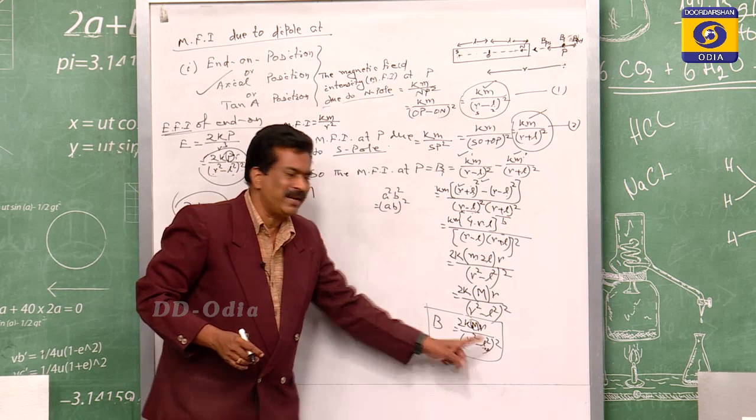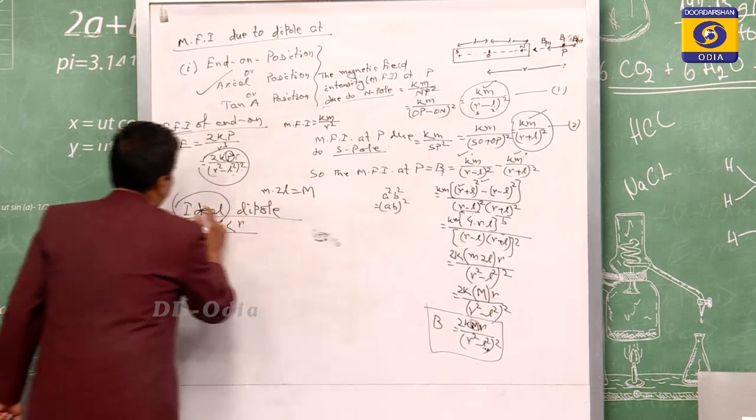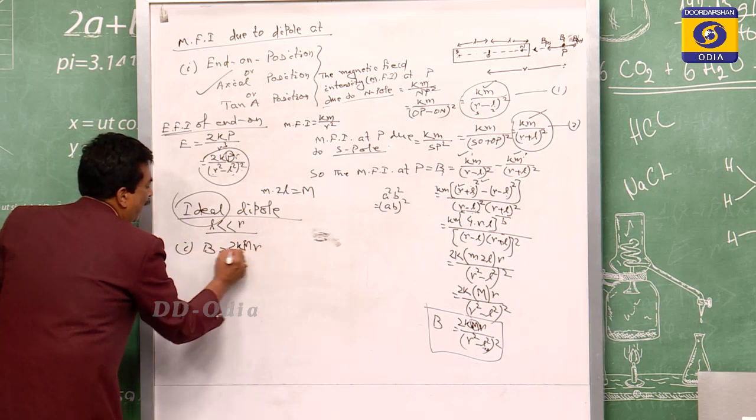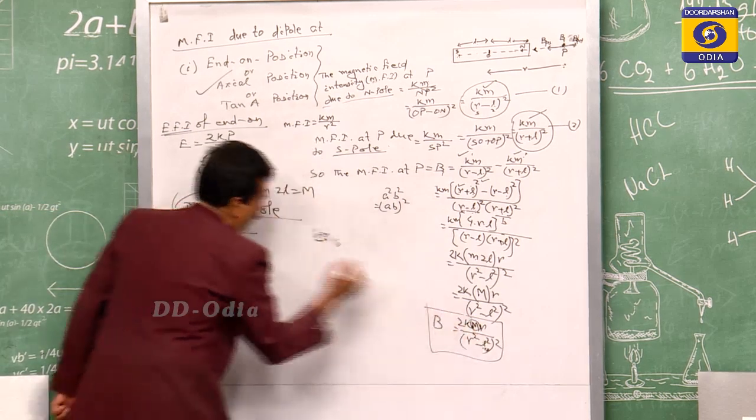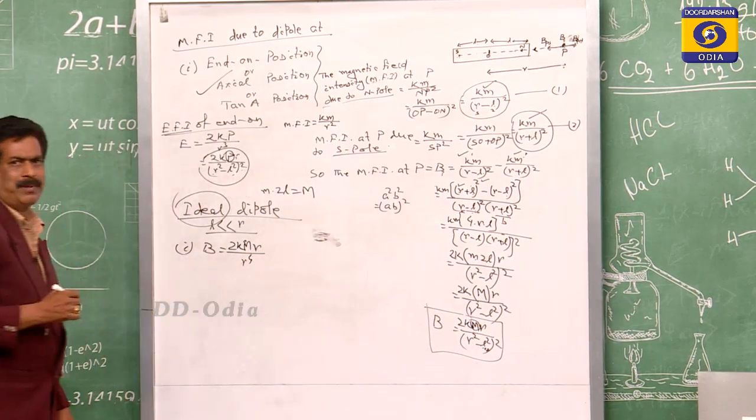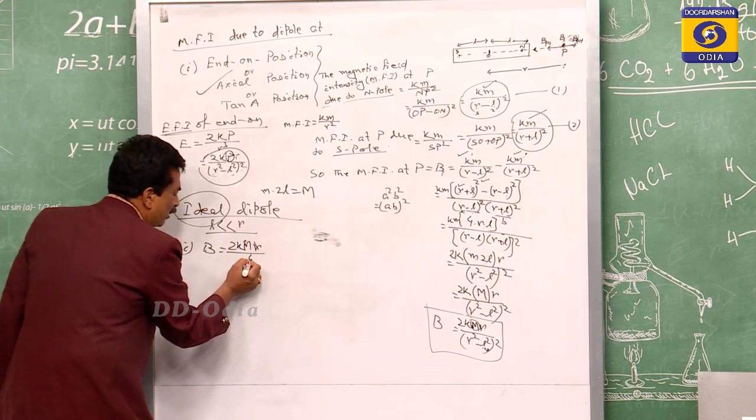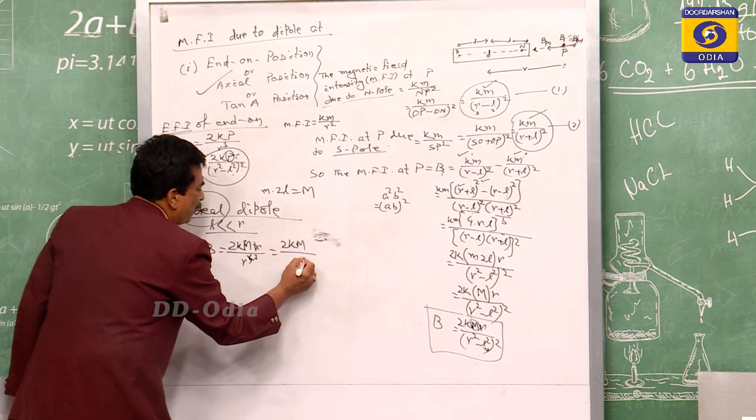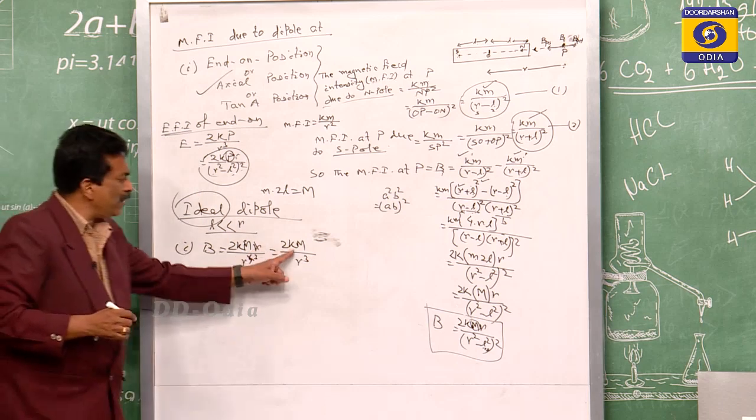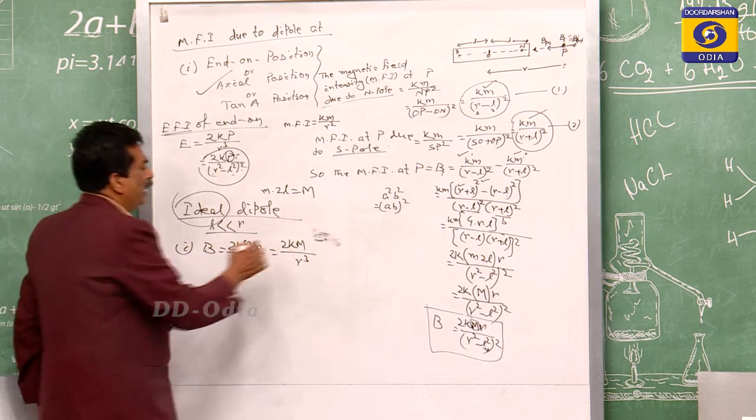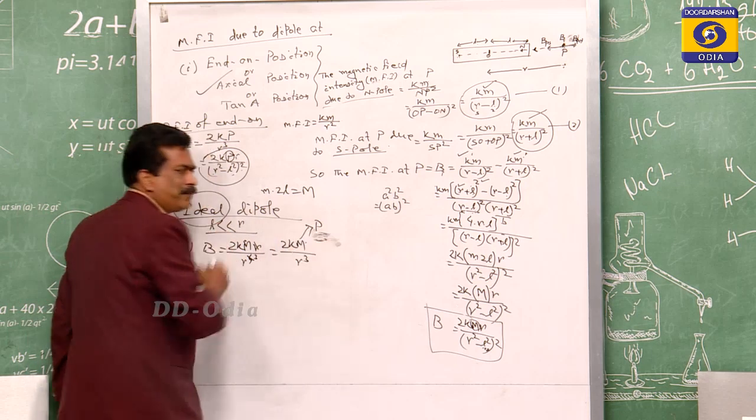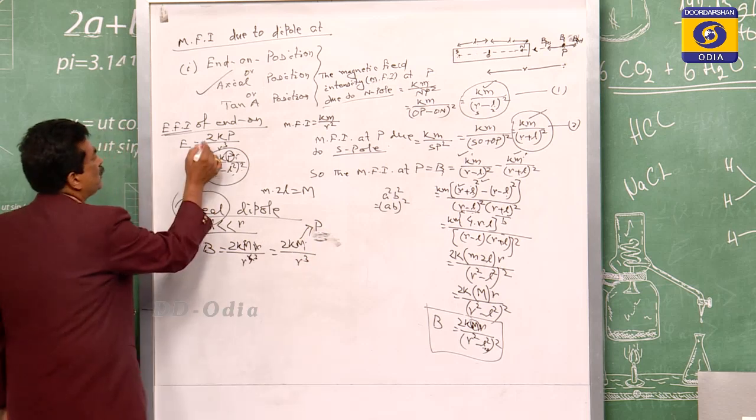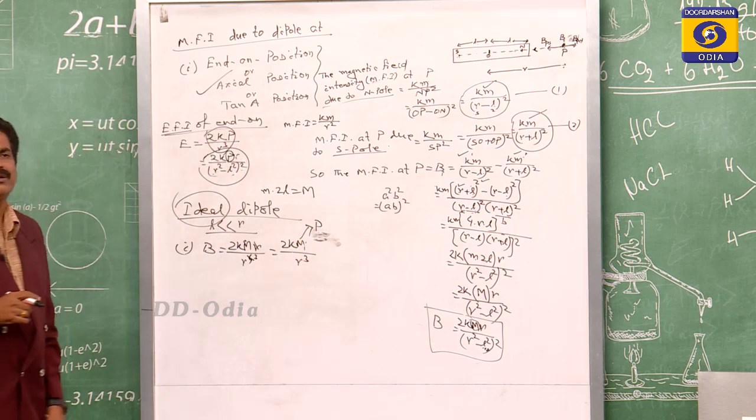When L square can be neglected, then for the dipole, your B will be 2kmR by R to the power of 4. This R to the power of 4 with the R will cancel. So, this is equals to 2km by R cube. And if you convert it for the electric one, this K will be the P. This M will be the P. So, that will be 2km by R cube. You see, this is equals to 2km by R cube.